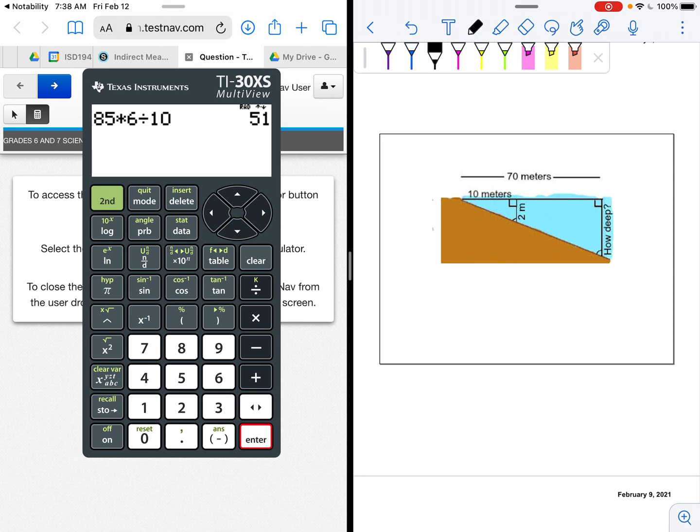Here's another one that's superimposed. I'm going to get out my blank proportion here. How deep it is is what I'm looking for. The 10 and the 70 form my scale. Again, it doesn't matter which one you put on the top or the bottom as long as you're consistent. Since the 10 is on the bottom, the 2 has to be on the bottom, and my how deep goes right here. The label is going to be meters because they're all meters. So I have 70 times 2 divided by 10. So it is 14 meters deep.